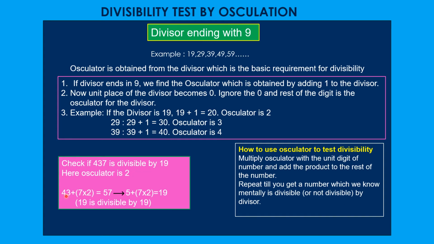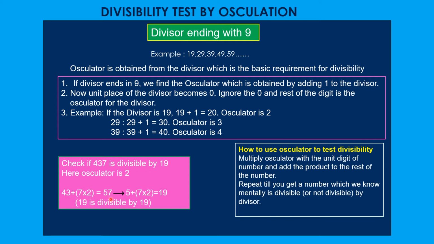Only the difference is you will add the product with the rest of the digits. In the previous one, when we had a divisor ending with 1, we got our oscillator by subtracting 1, right? But here we are adding 1 to the divisor to make the unit digit 0. So after you multiply your oscillator with the unit digit, you add the product to the rest of the digits.